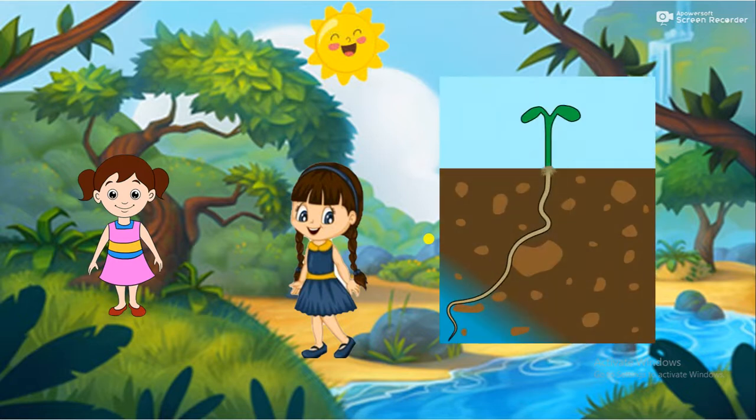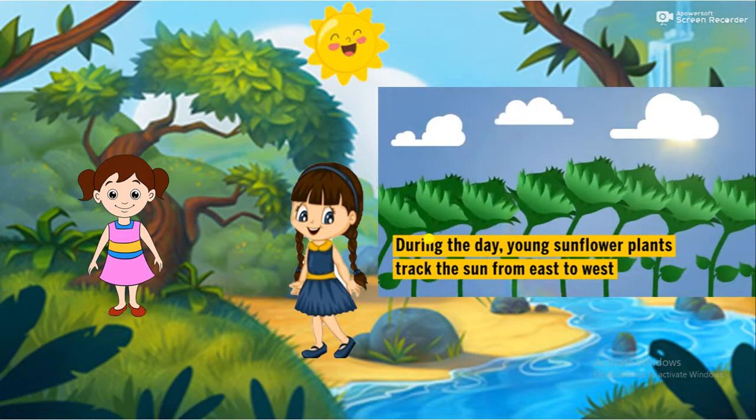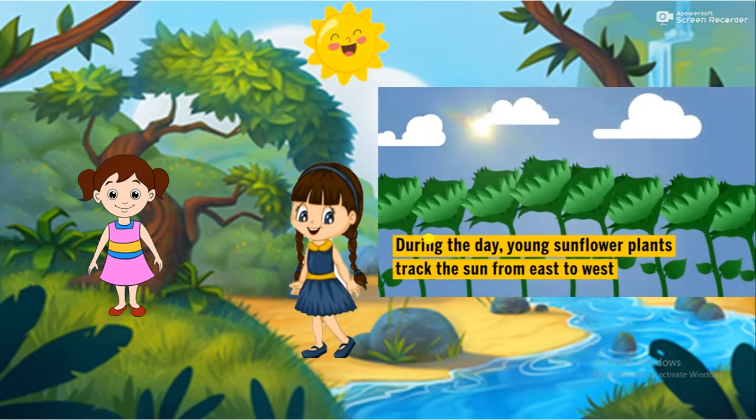The roots of a plant grow and move into the soil in search of water. The stems of plants move towards light. A sunflower turns in the direction of the sun. Non-living things do not move on their own.